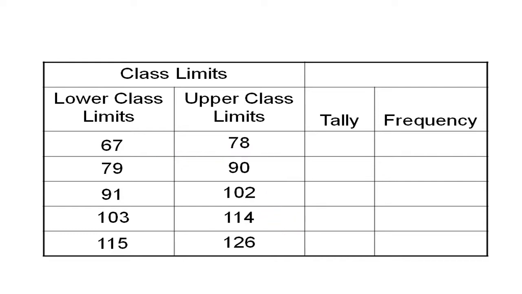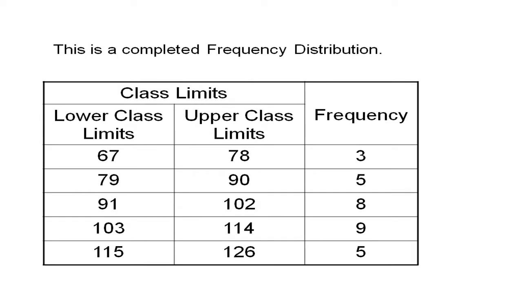So what was the tally for the first one? Okay, so we're tallying them. We get 3 for the first one. What do we get for the next one? 5, and then the next one, and then the next one, and then 5. So are there any questions on this? No question. Okay, so our next step is going to be to find what?